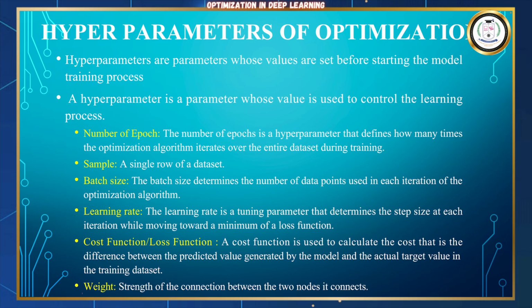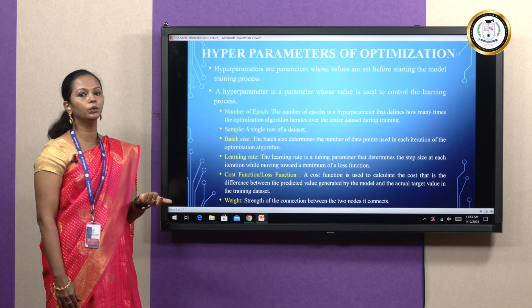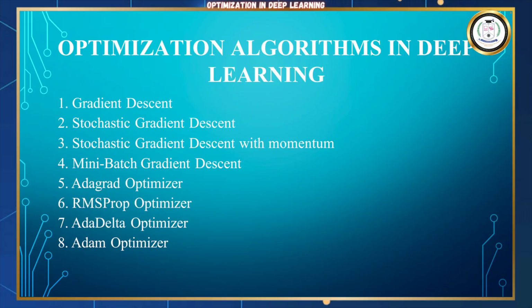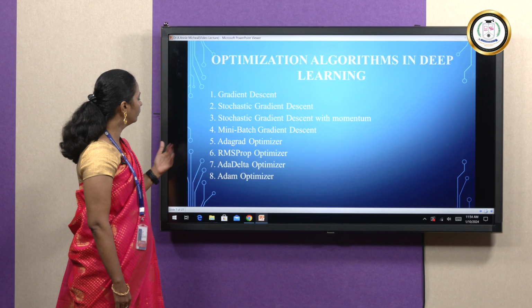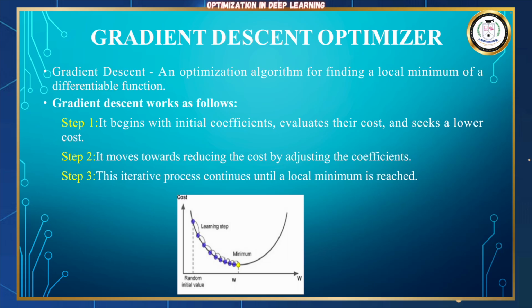The last hyperparameter is weight. It is the strength of the connection between the two nodes it connects. So these are the optimization algorithms in deep learning. The first is gradient descent, next is stochastic gradient descent with momentum, mini batch gradient descent, Adagrad optimizer, RMSProp optimizer, AdaDelta optimizer and Adam optimizer. Now let's see briefly about each optimizer.